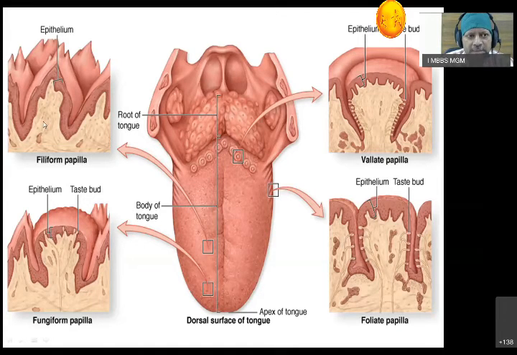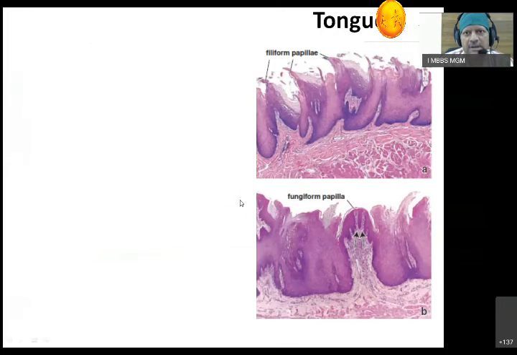So three papillas can cross the surface of the tongue. That is filiform, fungiform, and foliate. Only the papilla which doesn't go above the surface is circumvallate papilla. That is one thing. So we'll talk about one by one.